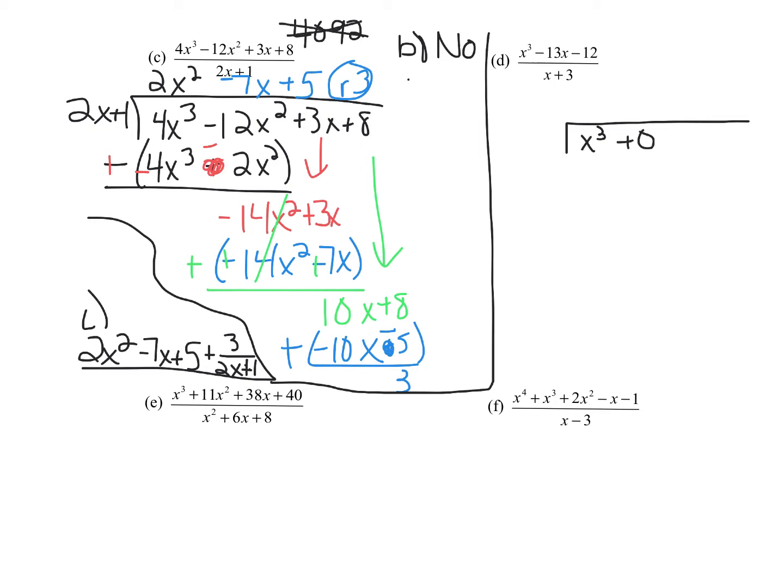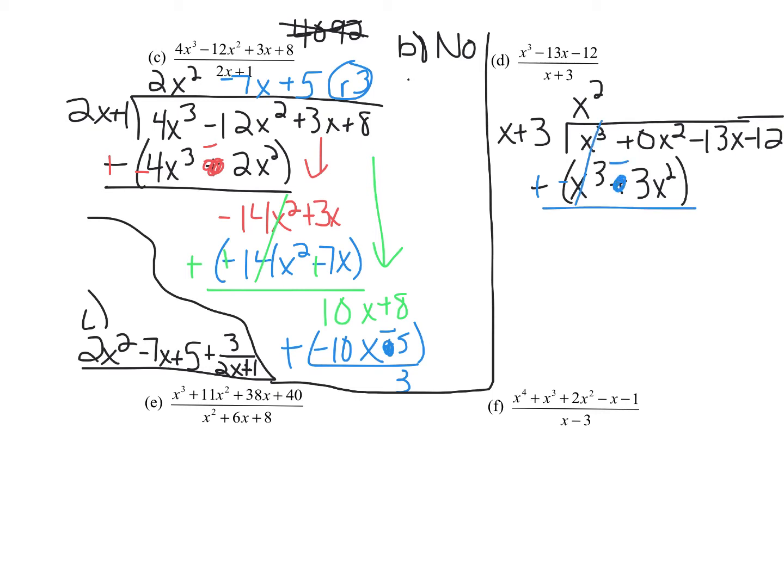So when I'm dividing, it makes a difference here. So I have to put in 0x squared minus 13x and then minus 12. X plus 3 goes on the outside. X goes into x cubed, x squared times, and we'll multiply it out. So we have x cubed plus 3x squared. Subtract. Change the signs. So that's negative 3x squared. And then we bring down the 13x.